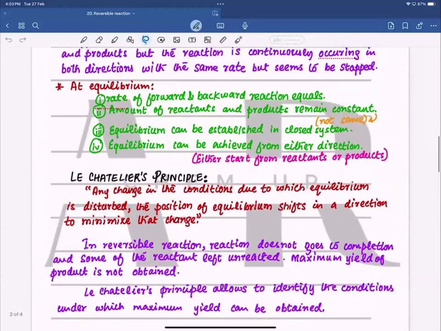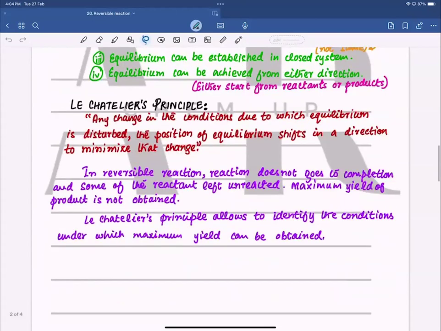We have been discussing reversible reactions, and in the last class, we discussed Le Chatelier's principle. And Le Chatelier's principle basically states that if there is any change which disturbs the position of equilibrium, the equilibrium shifts in a direction to minimize that change.